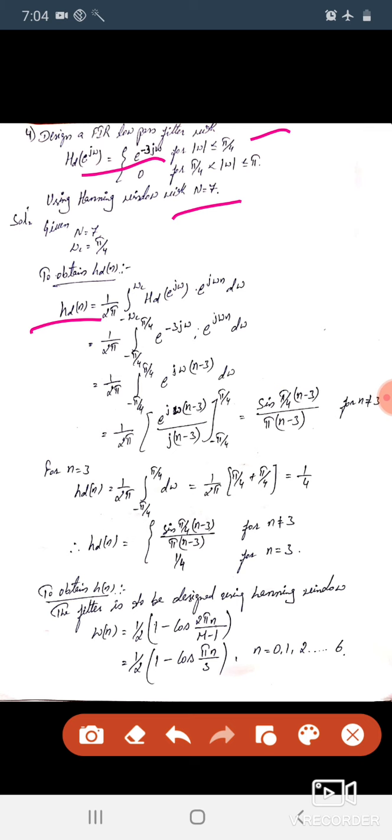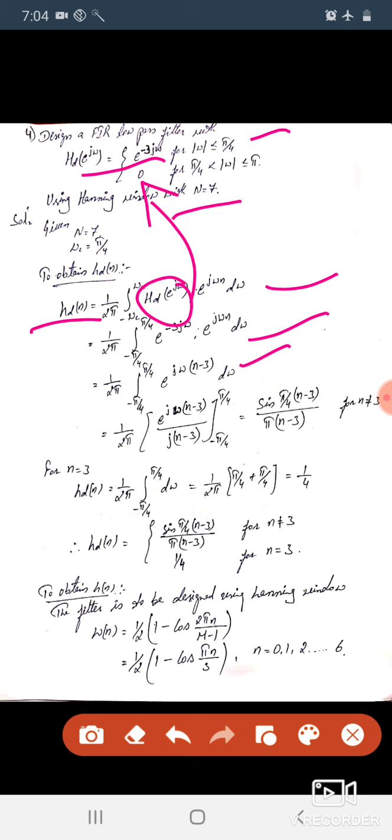hd of n is equal to 1 by 2 pi integral from minus omega c to plus omega c, where the cutoff frequency is given, hd of e raised to j omega into e raised to j omega n d omega. Next, substitute hd of omega from the given equation. It's given as e raised to minus 3 j omega into e raised to j omega n. If you solve, you will get e raised to j omega n minus 3 d omega.